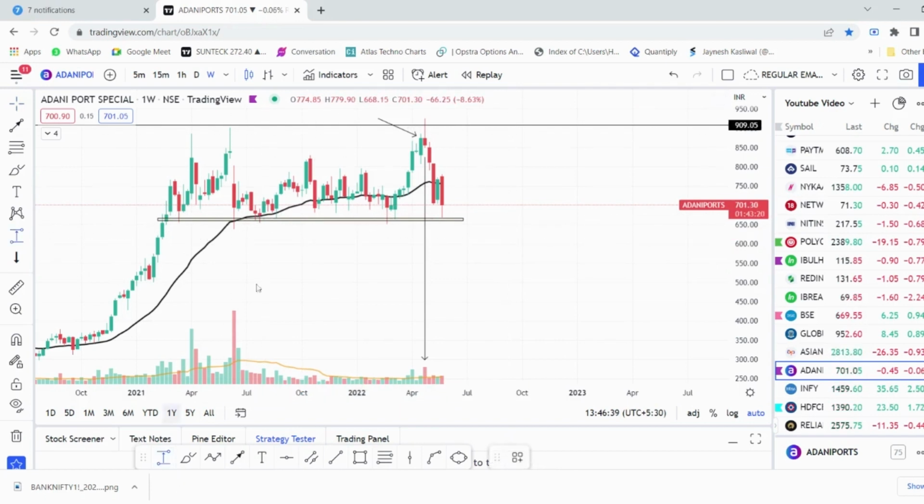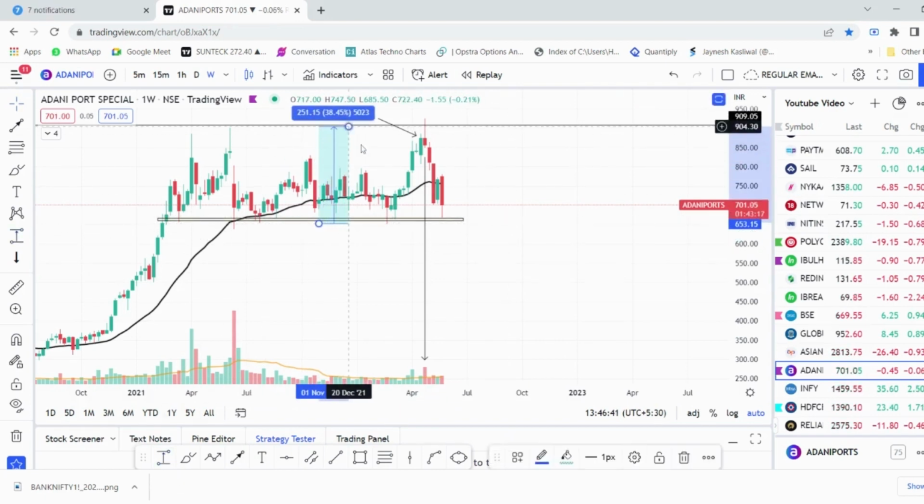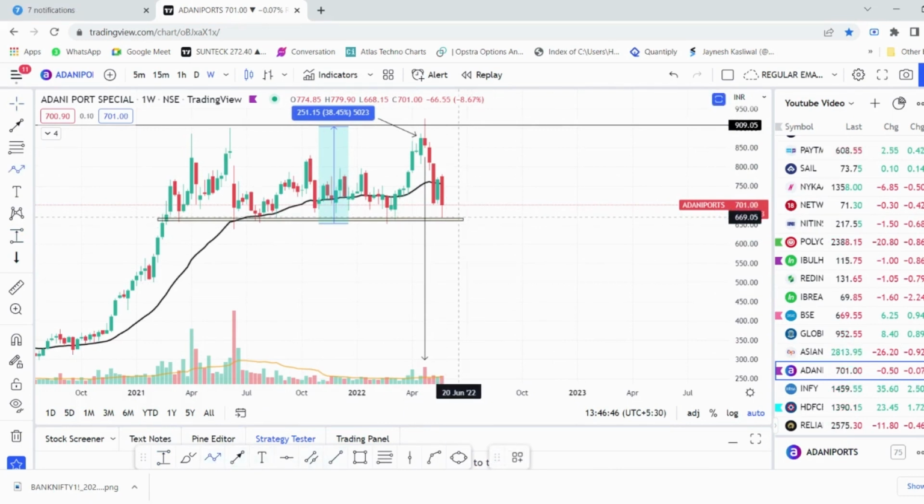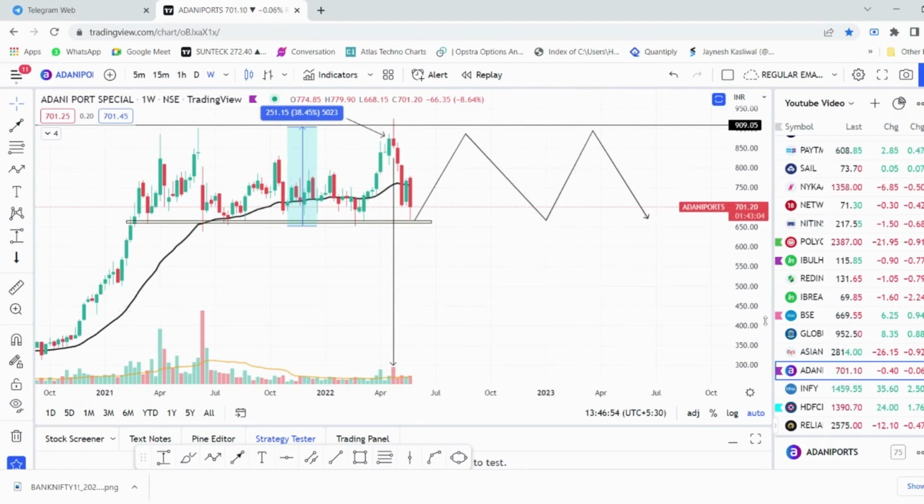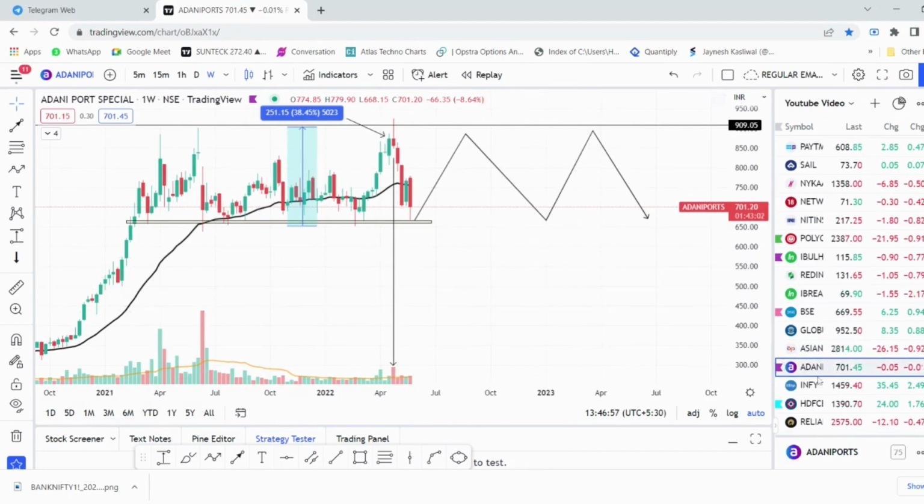So this is the wide range where the stock can play as a consolidation between the areas of support and resistance. What you can expect is one bounce like this, then like this, and until and unless there is a clear-cut trend change or trend reversal, there is no need to worry about Adani Ports, right?